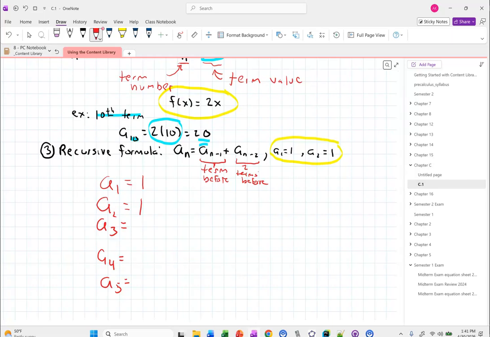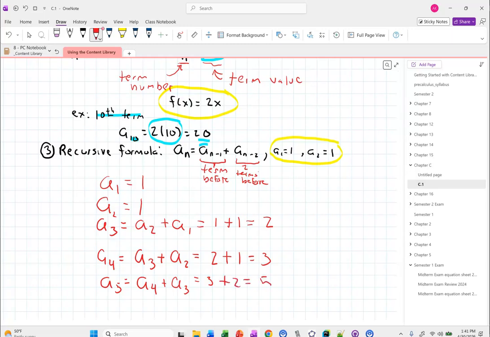So the third term, the formula for A3, says it should be the term before plus the term before that. So that should be 1 plus 1, so that should be 2. A4 says it should be the term before and then the term before that. Well, that's 2 plus 1, so that should be 3. A5, well, that should be the term before plus the term before that. So that would be 3 plus 2, that's 5. And you can continue building this in a similar manner, right? Just taking the previous two terms and adding them together.